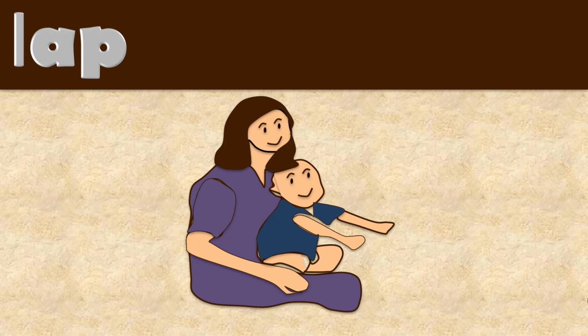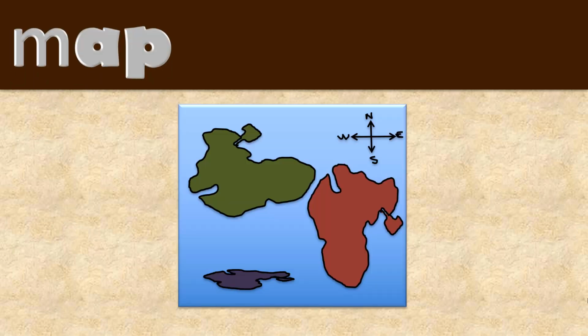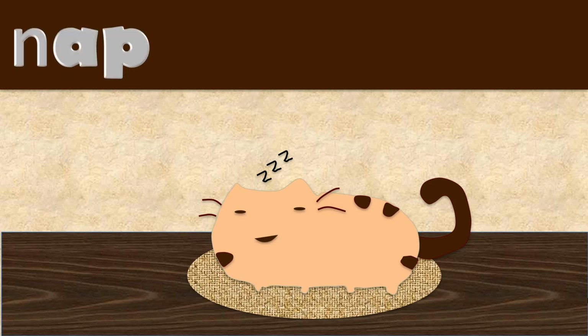Lap. It spells as L A P. Lap. Map. It spells as M A P. Map. Nap. It spells as N A P. Nap.